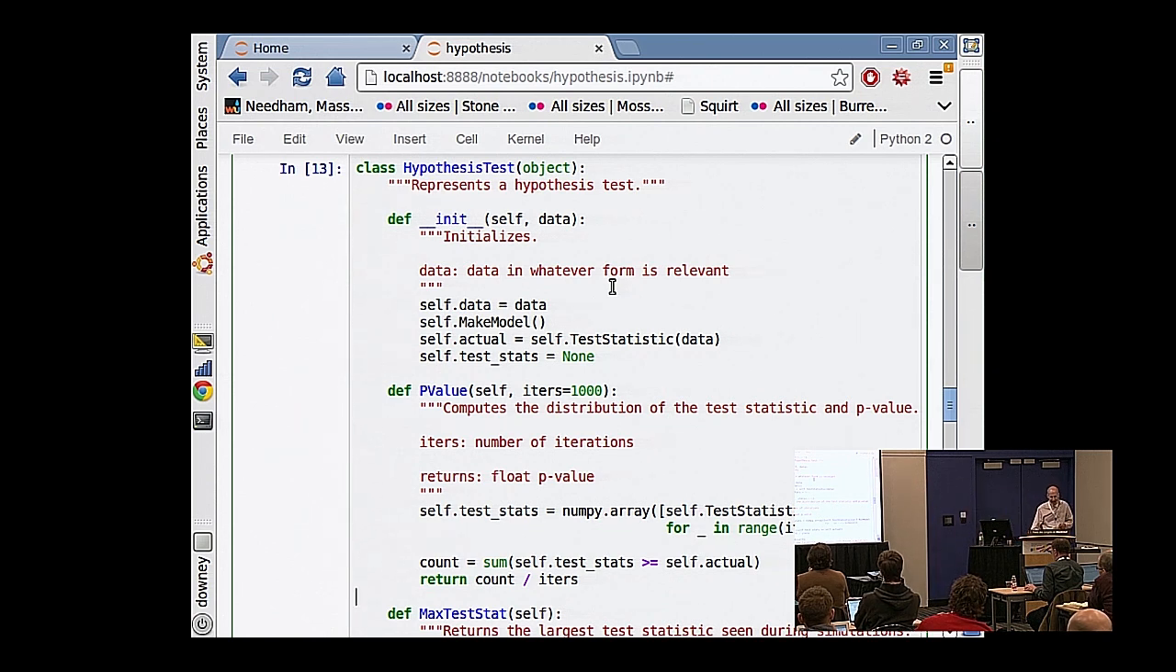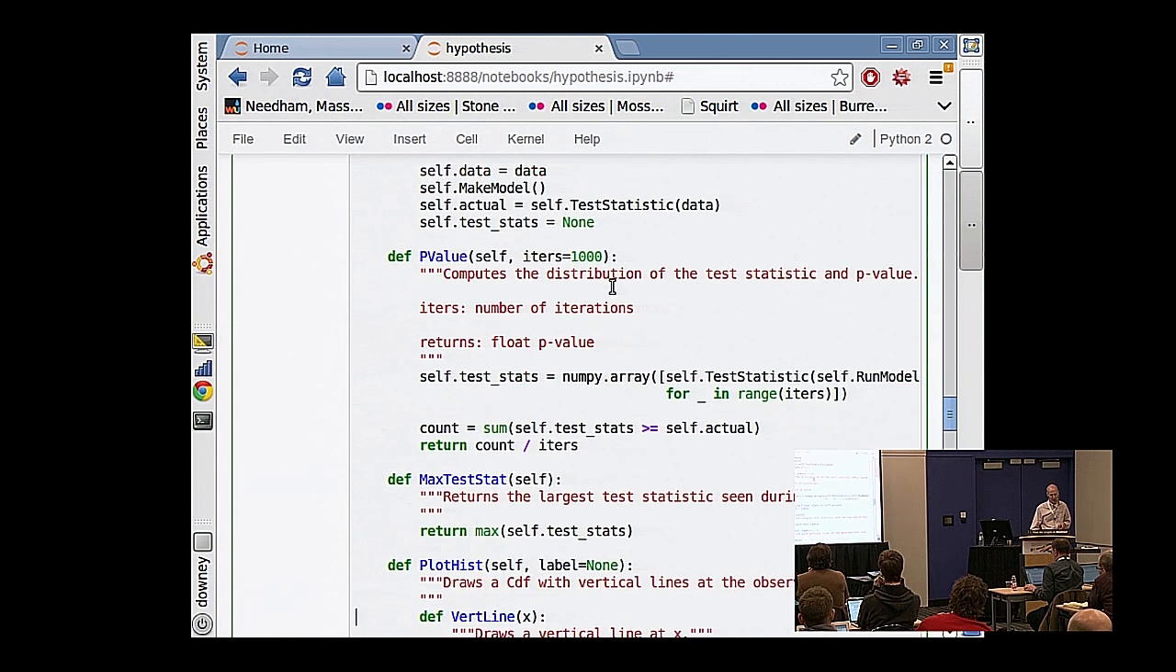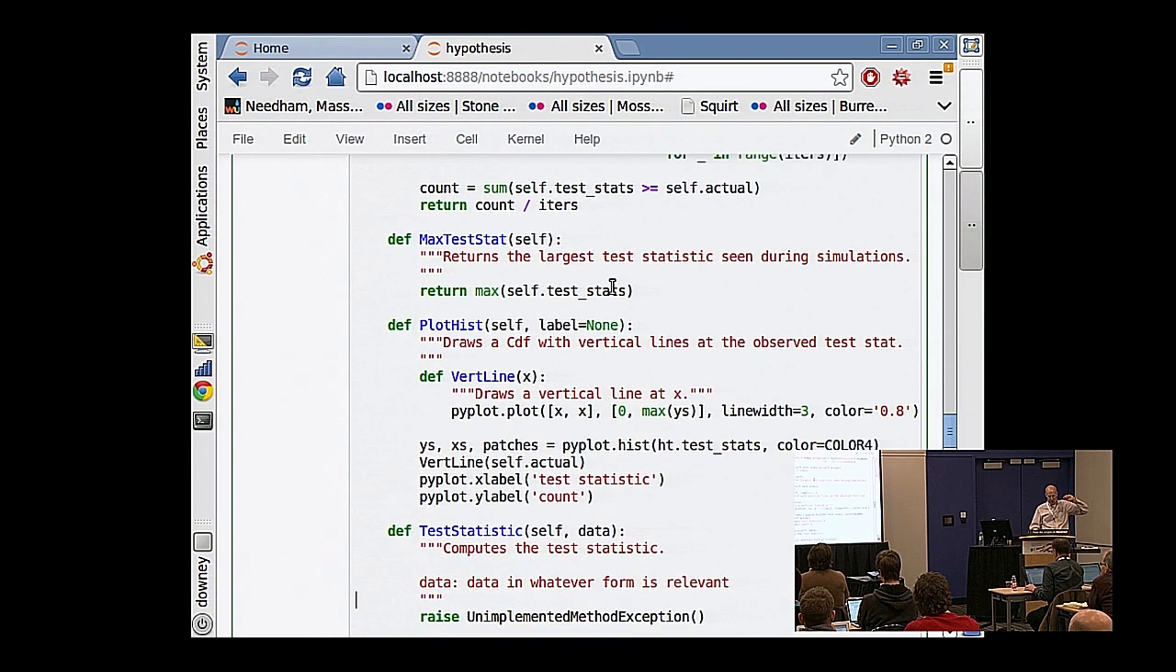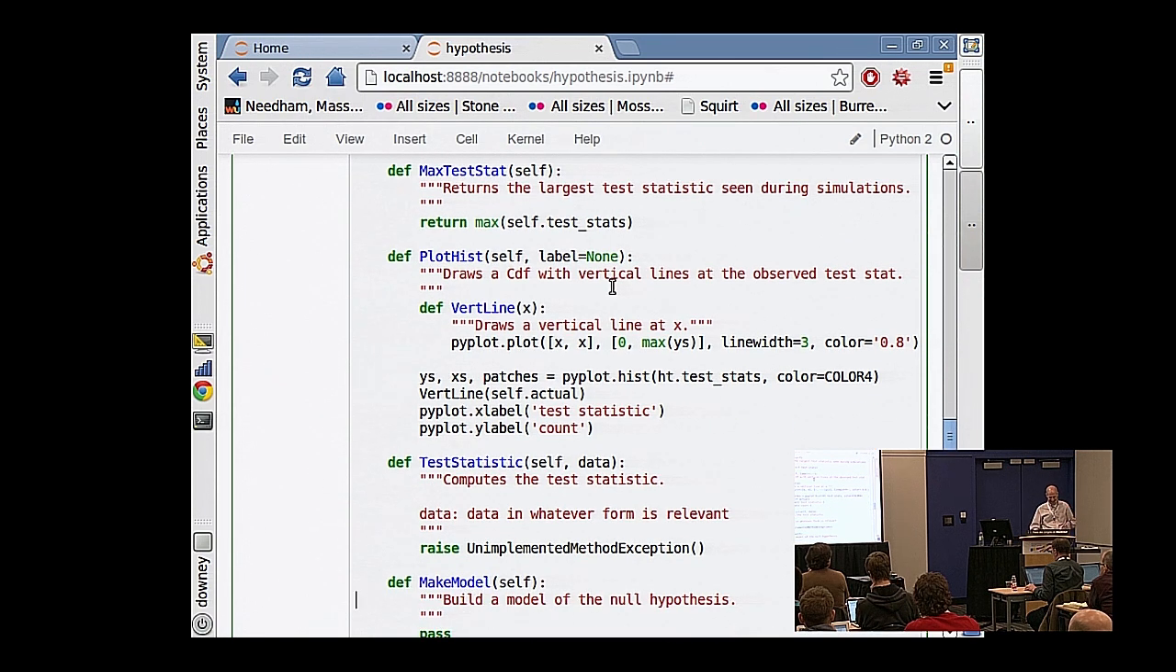A couple of other methods in here. The maximum test stat is sometimes useful. If you run 1,000 attempts and none of them surpass the mark, you might be curious to know how close you came. And so that's what that's there for. Plot histogram is the histogram that we were looking at a minute ago, which is the distribution of test statistics.